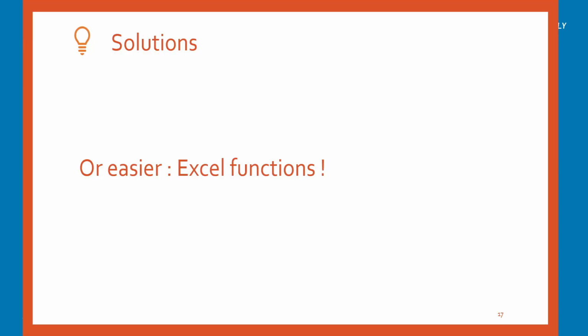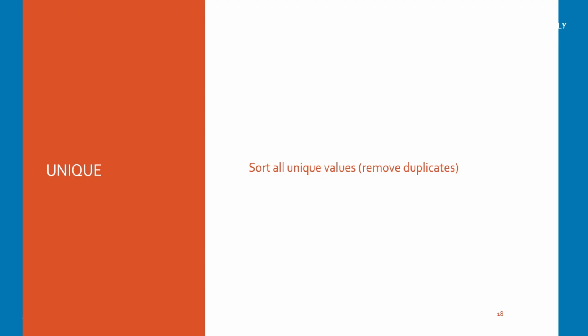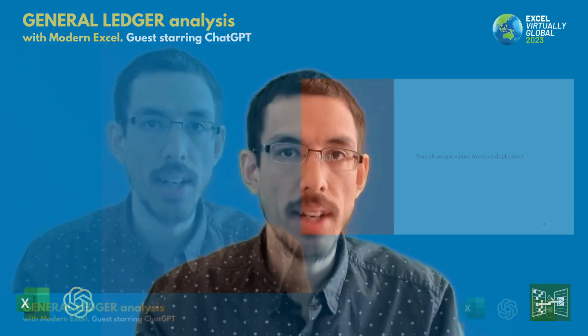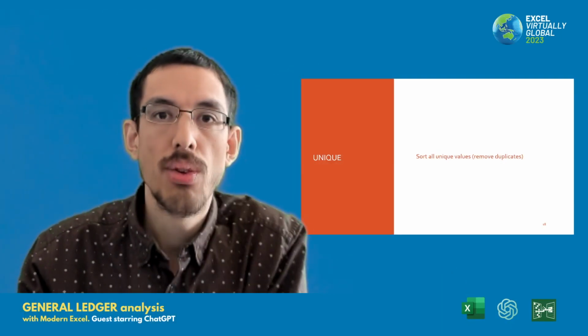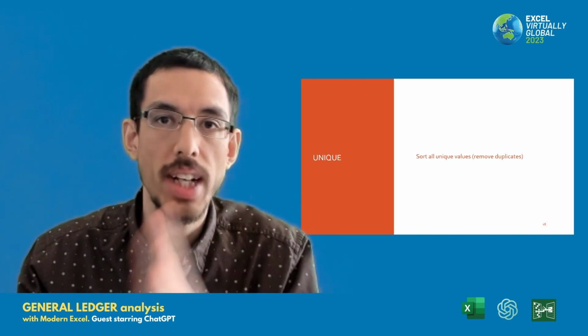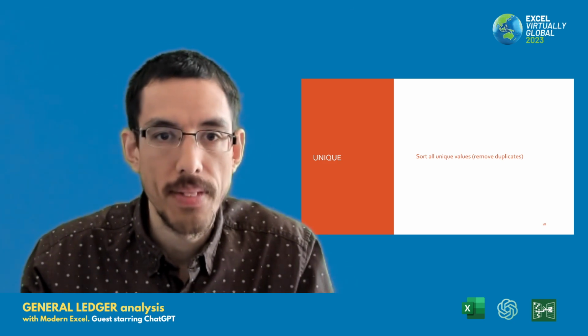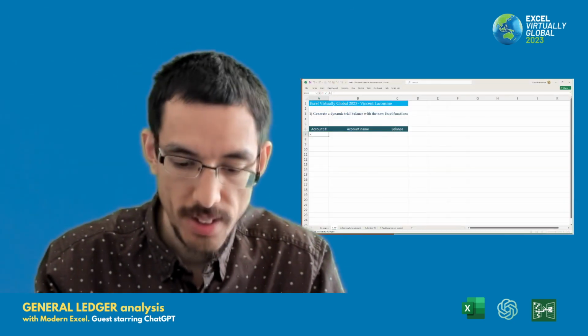With the modern Excel functions, there was a new function called UNIQUE that was created, and UNIQUE basically identifies the unique values, so you can start from a general ledger and generate a map of accounts. So let's see what this does.